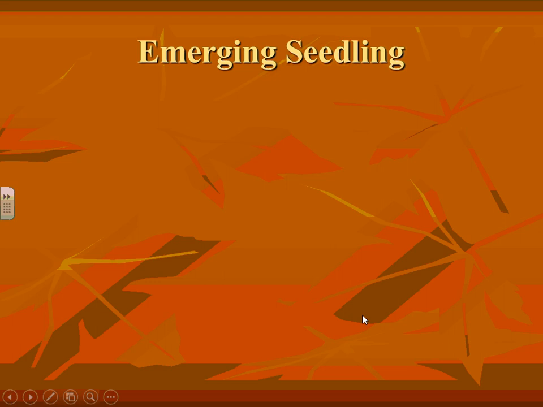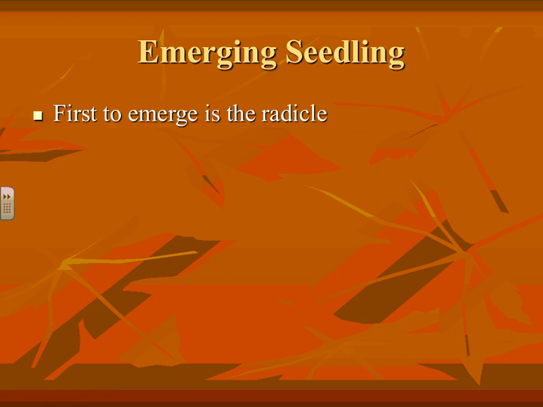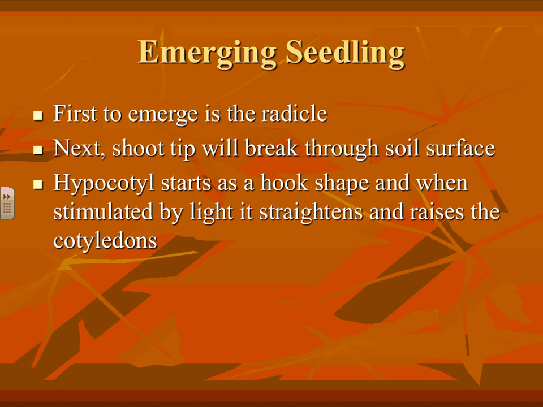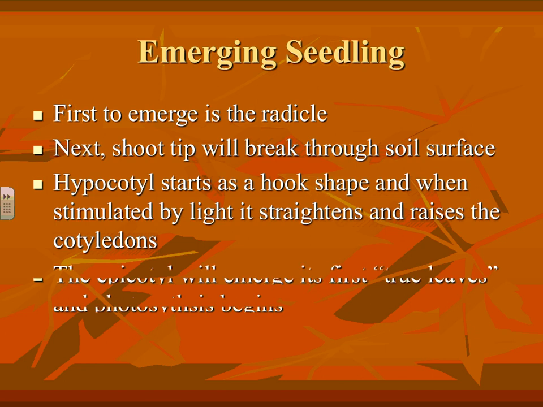And the last section of this part of the chapter talks about the seedling finally emerging, and the first to emerge is the radicle, so that's the embryonic root. The next thing that comes out of the seed is the shoot tip, and it's going to break through the soil surface. The hypocotyl will start to look like a hook, and when it's stimulated by light, that will trigger it to straighten and then raise the cotyledons up to the sky so that it can absorb light and start to carry on photosynthesis.